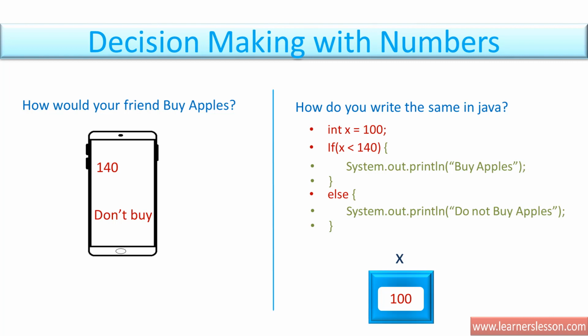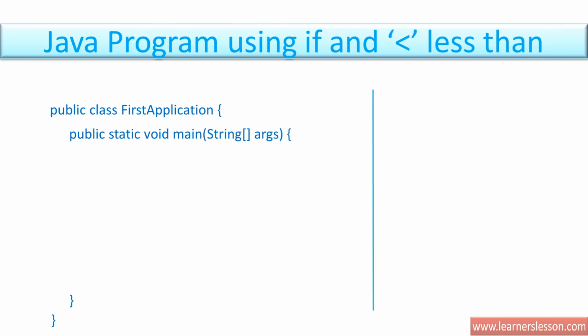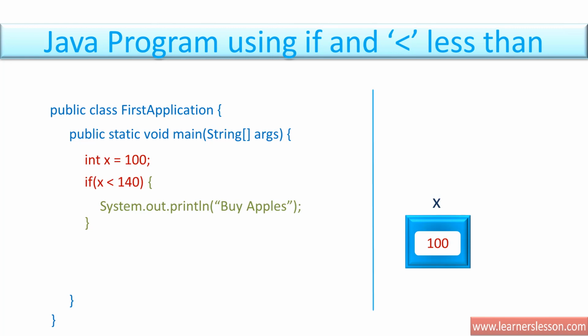So let us see this example using Java. So he went to the market and he has seen that the price of apple is 100 rupees. So he creates a variable called x and assigns 100 to it. Then he checks if x is less than 140 or not, then he buys the apples, or else he doesn't buy the apple.